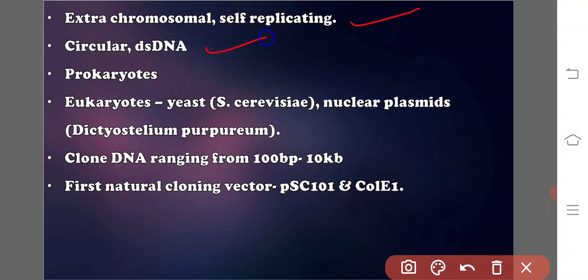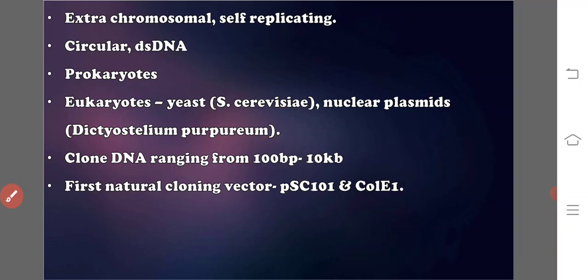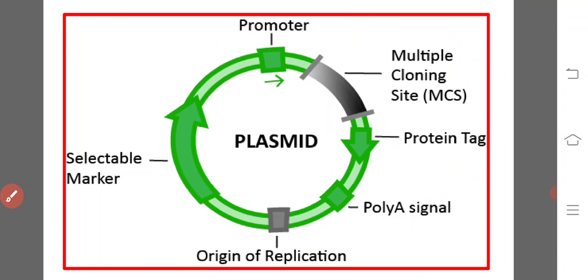They are circular double-stranded DNA structures. Most of them are abundantly seen in the prokaryotes. In the eukaryotes, they may be present in organisms like yeast, Saccharomyces cerevisiae, and nuclear plasmids like in Dictyostelium purpureum, and clone DNA ranging from 100 base pairs to 10 kilobase pairs. And there are different natural cloning vectors like pSC101 and ColE1. These are the plasmid characteristic features.